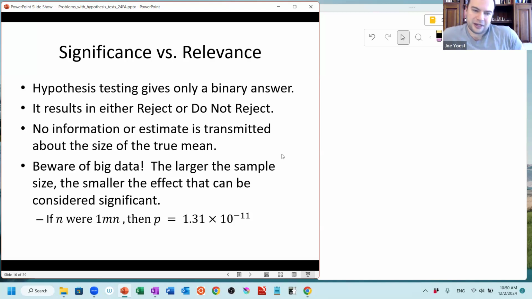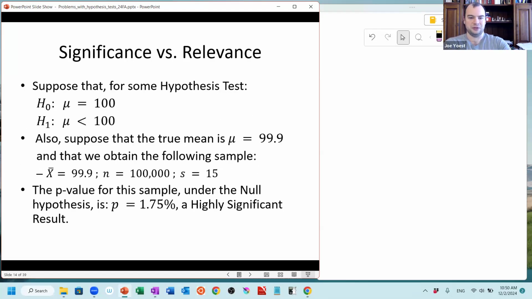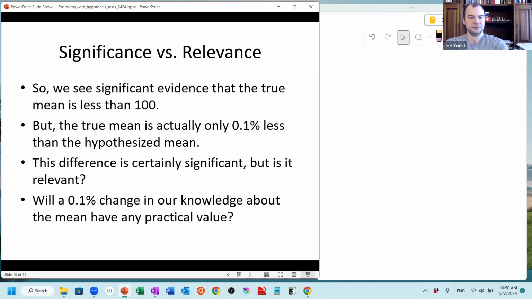And as a side note, to be fair, from the results of hypothesis tests, no real information or estimate is transmitted about the size of the true mean. But to be fair, most journals will report the result of the hypothesis test, the p-value, as well as a confidence interval for the mean. So that does give you an idea of what they expect the mean is. Does the confidence interval look like 99.9 plus or minus 0.0001? Or does it look like 95 plus or minus 3, right? Those are very different results.